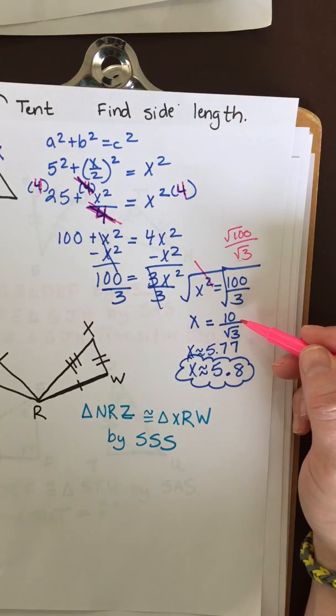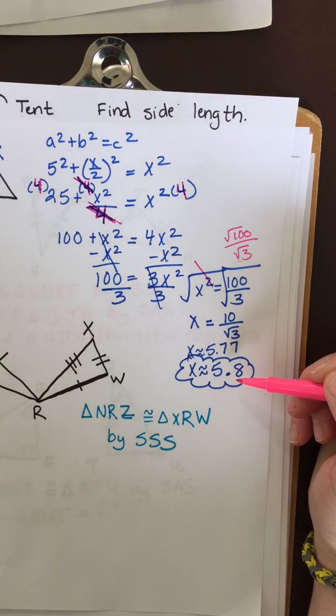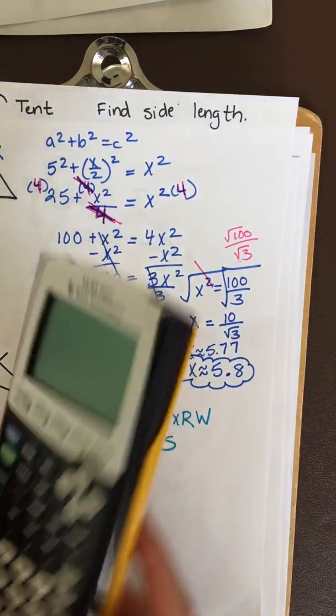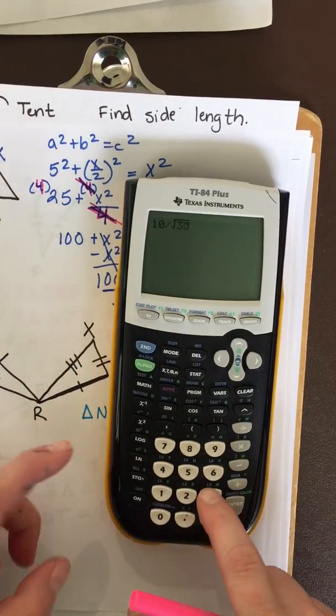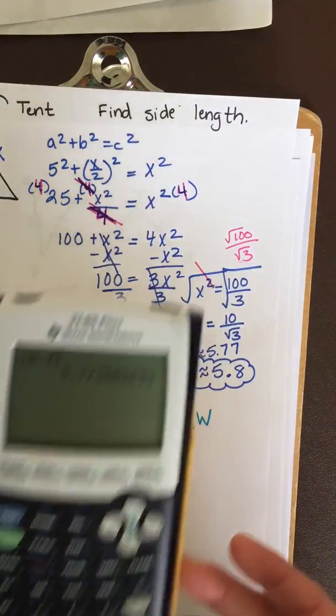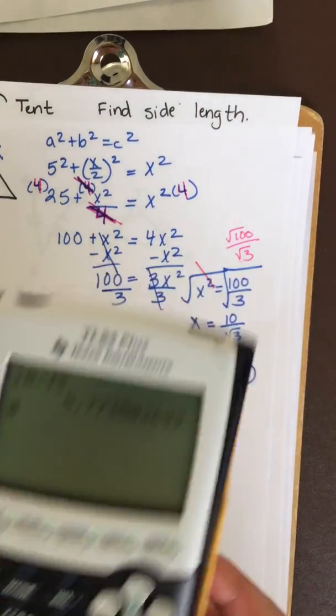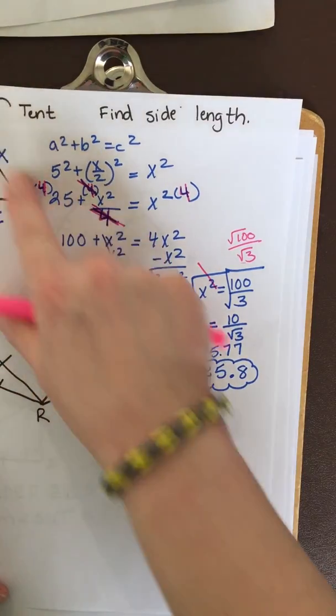The square root of 100 is 10 because 10 times 10 is 100. In the question, they asked me to do a decimal and round to the tenths place. So you just want to put that in your calculator: 10 divided by the square root of 3. And you may be using a calculator on your phone. You get 5.77, and if I round to the tenths place, that will be 5.8. And that's it. That's all they wanted to know was this length.